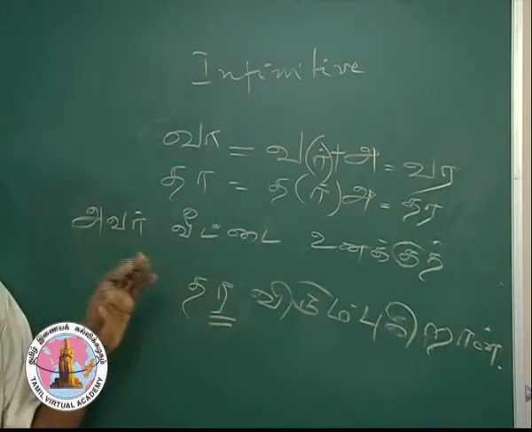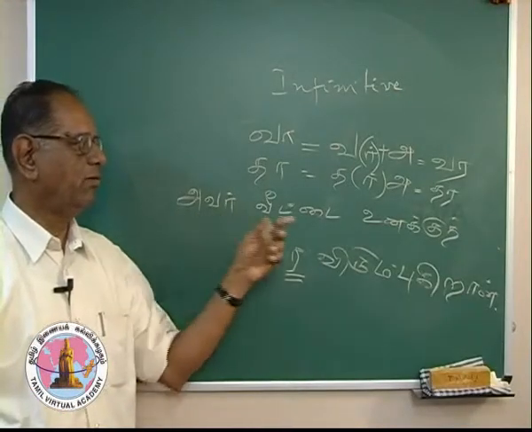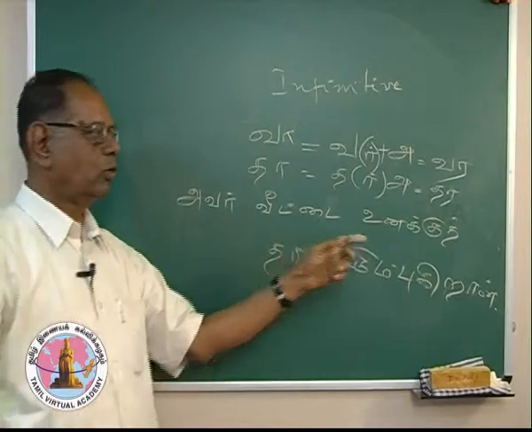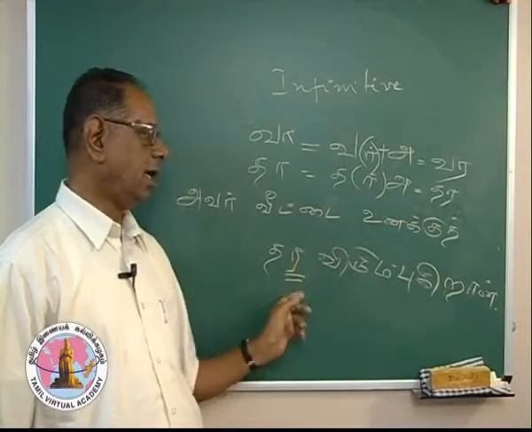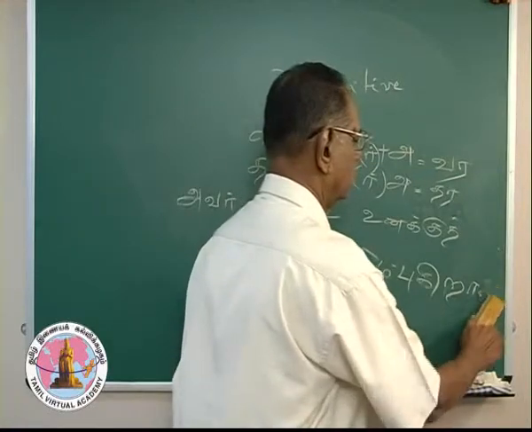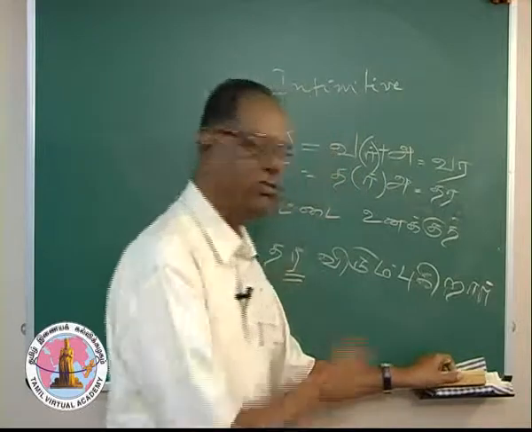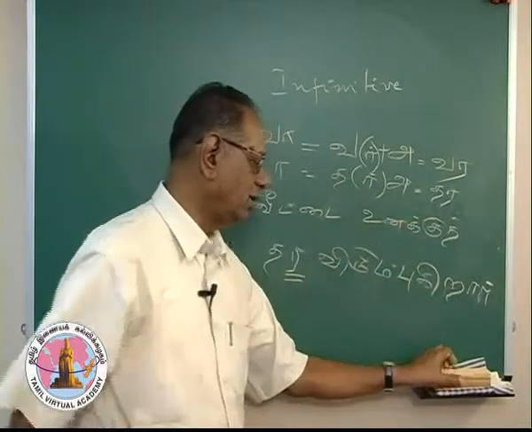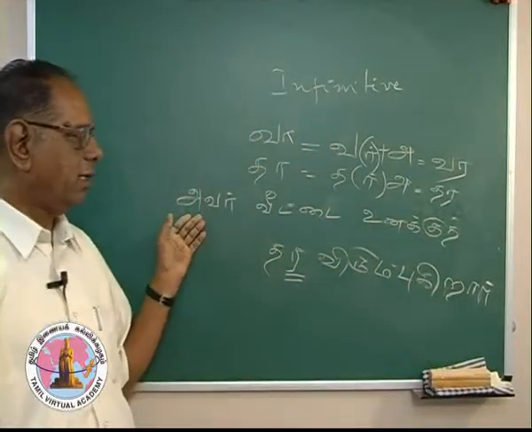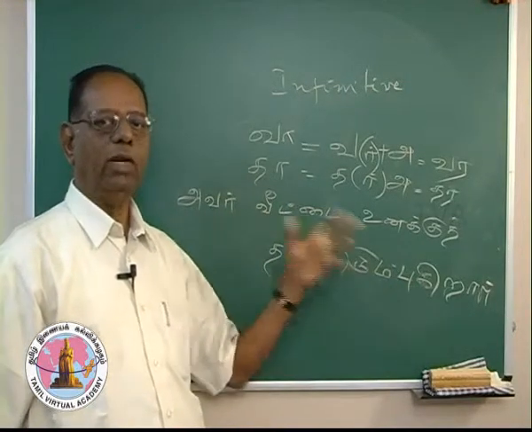Now change the sentence. Avar veettai unakku thara virumbugirar. I have written this virumbugirar and change all the other things. Avar virumbugirar. Now you raise a question.